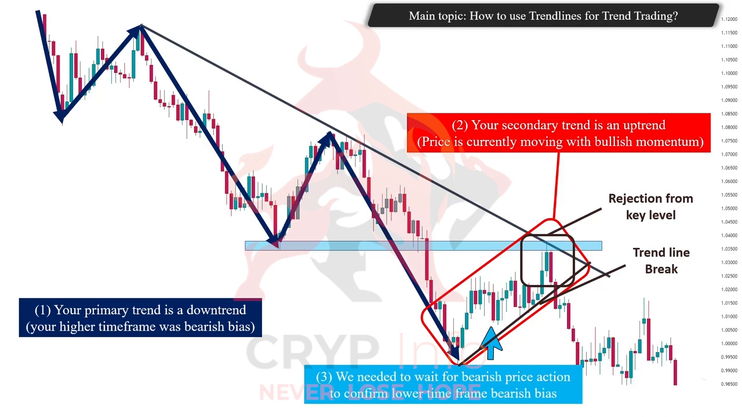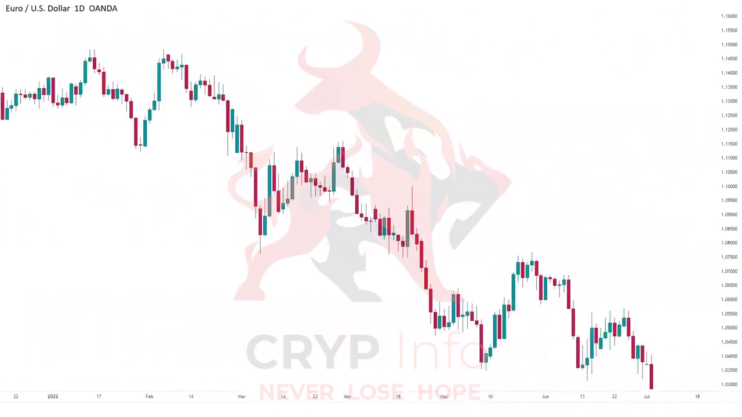Now here is where we take our trading to the next level. We will zoom into lower time frames, analyzing the price action just like we did on this time frame. So we could have taken an even earlier entry, which we will get into now. So let's jump to that.